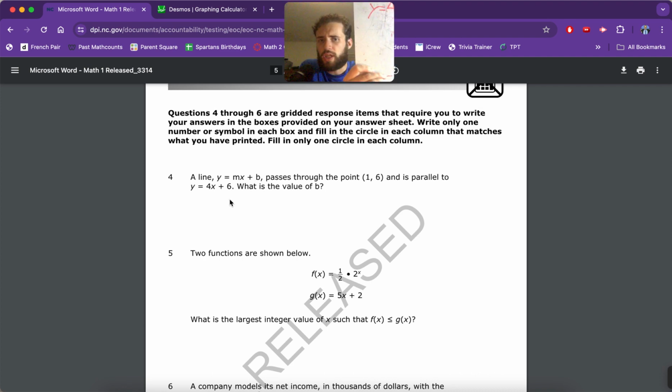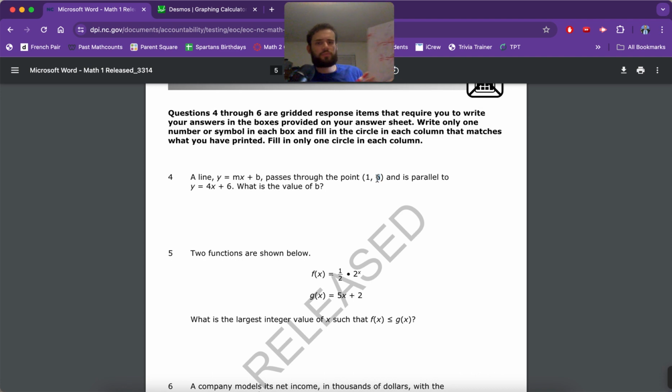But if you want to be sure that you get it, you could do it algebraically just by plugging in this point. The x value is 1, right? We write x comma y. So our x value is 1, our y value is 6. So just plug in 1 for x, 6 for y. And then you go from having 3 variables, x, y, and b, to having just b, right? And then you can quickly solve for b by getting the b alone.